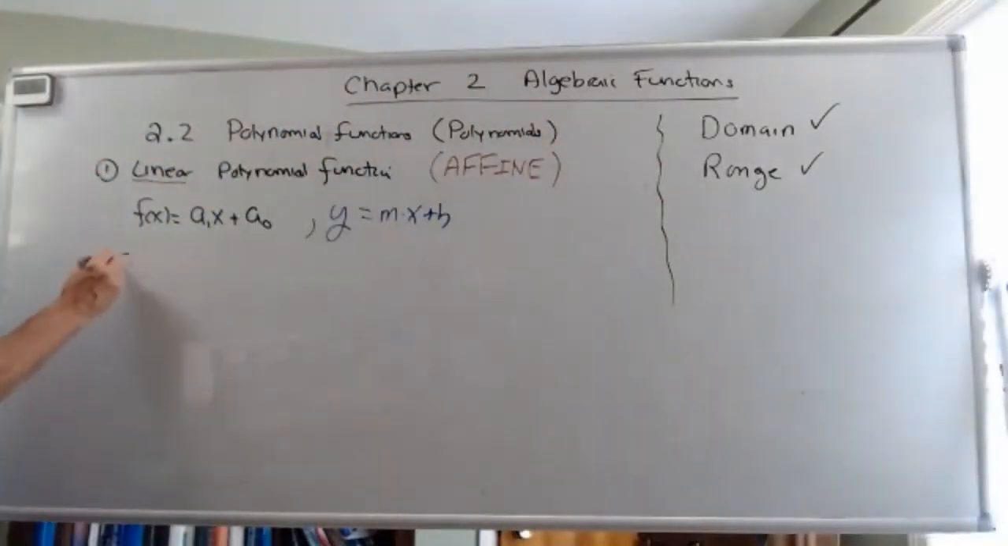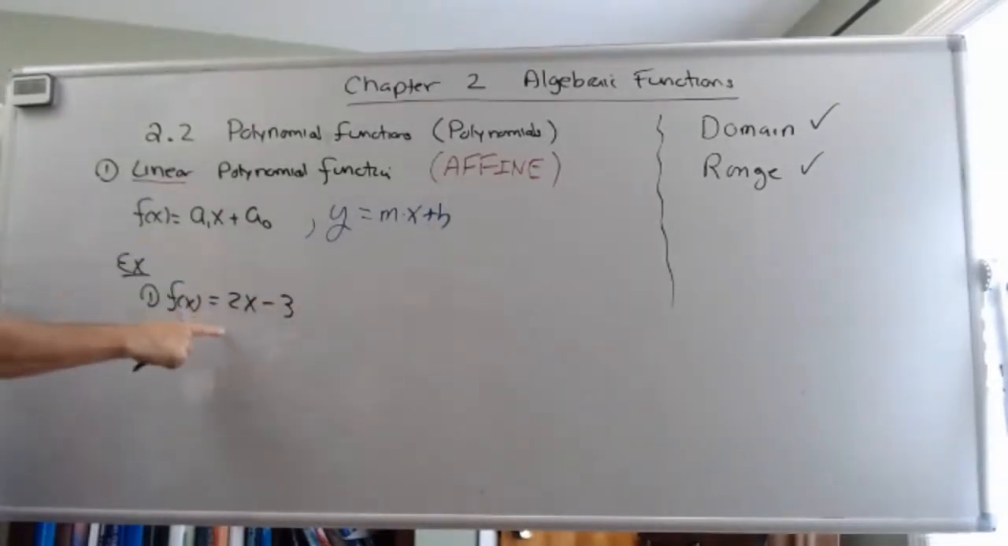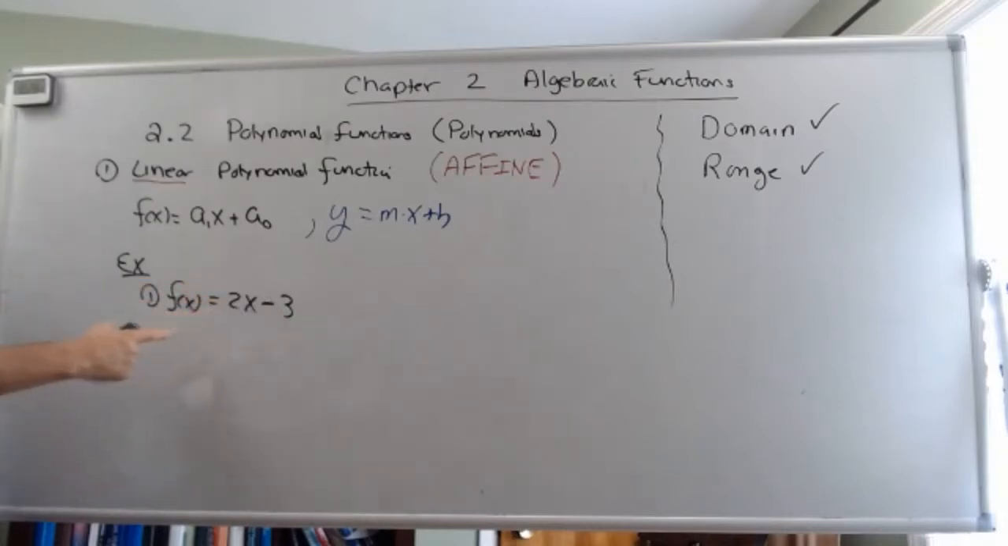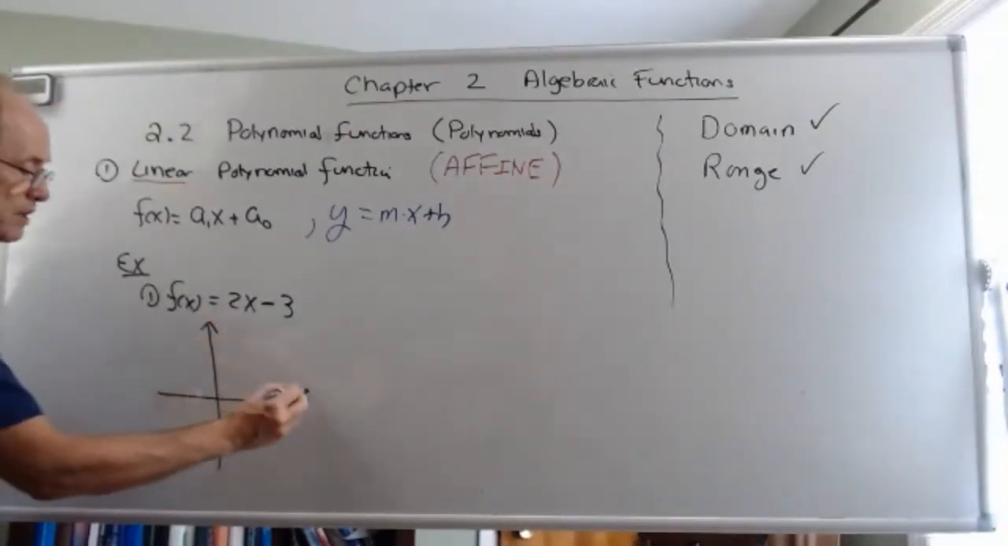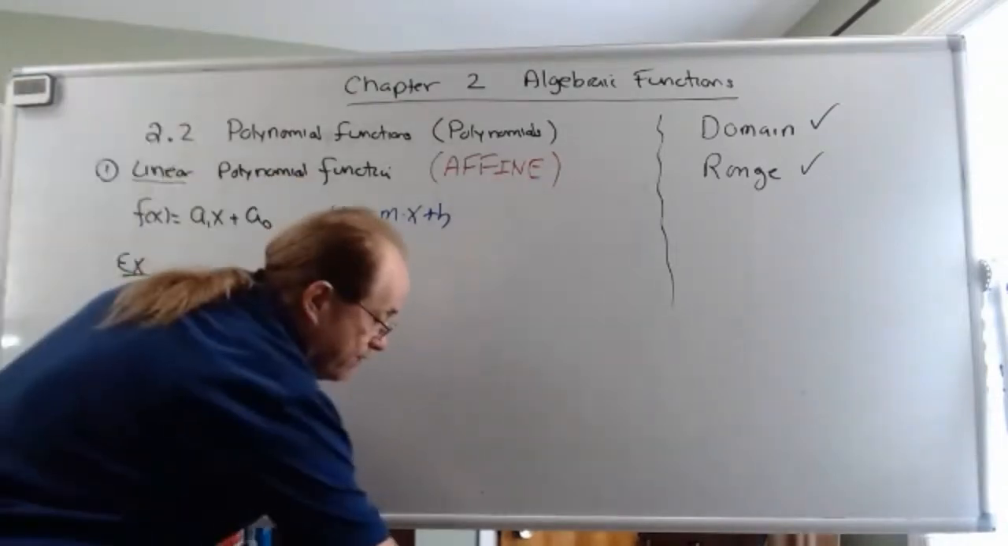So for this example over here, f of x is equal to 2x minus 3, where a sub 1 is 2, or its slope is 2, and its y-intercept a sub 0 is negative 3. So that's where it is. What do we always do? We look for its graph. Well, we know how to graph lines. We've learned that in basic calculus. That's what we're going to do. Go back to what we know. So you should know how to graph lines.